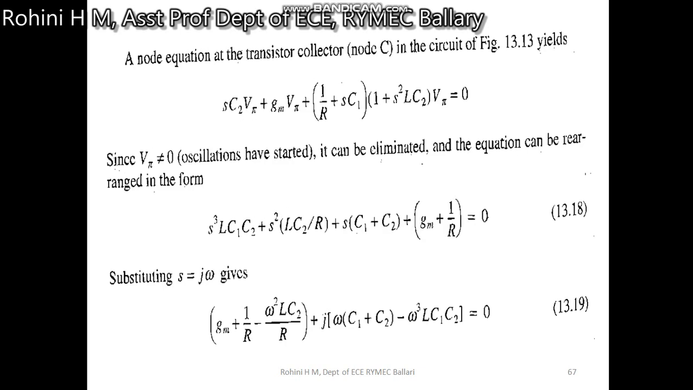So we have 4 terms. One is through the inductor combination, one through the resistance and capacitance connected in parallel. Here V pi is not equal to 0, so it is eliminated from this expression. V pi we take common and send it to the other side, and then simplify. Taking the LCM and rearranging, we get this expression. Then substituting s equal to j omega in the above expression, which results in this.